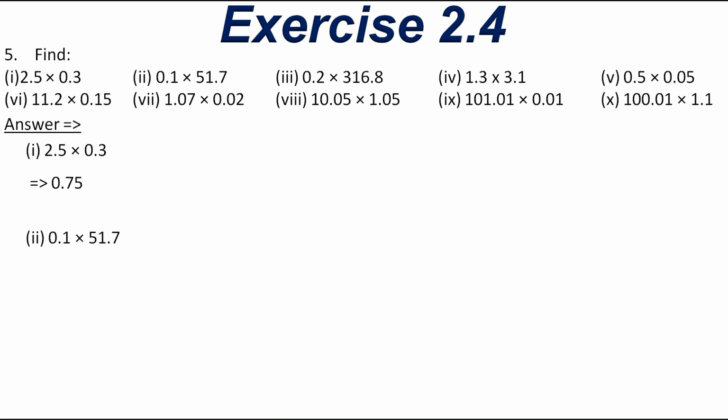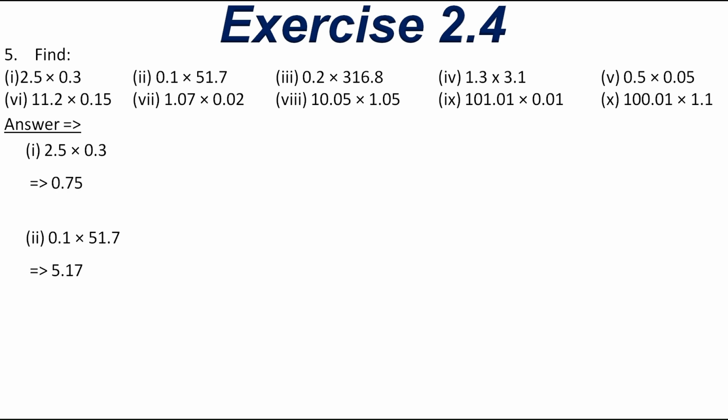Next one we have 0.1 into 51.7. Now here, if I forget the decimal point, then we have to multiply 517 with 1. And 517 ones are 517. Now, if I count the digits present after the decimal points, in this number 1 is there, in this number also 1 digit is there. So 1 plus 1 is 2. That means here also we have to put the decimal point before 2 digits from the right. So the answer is 5.17.